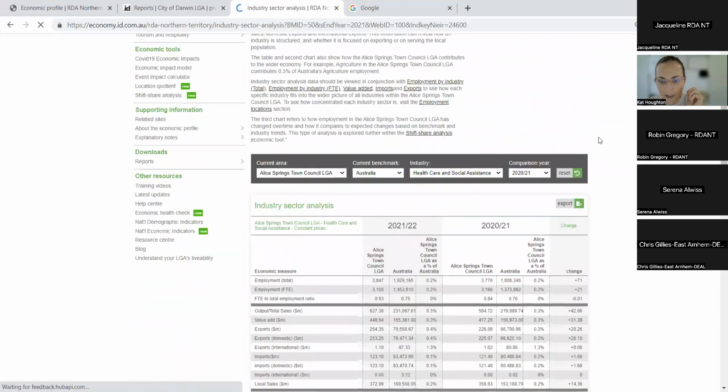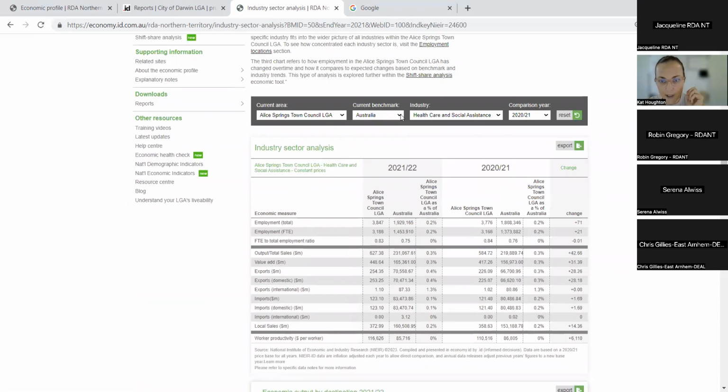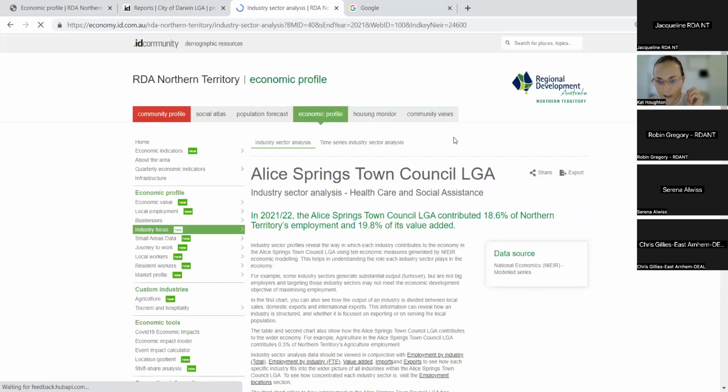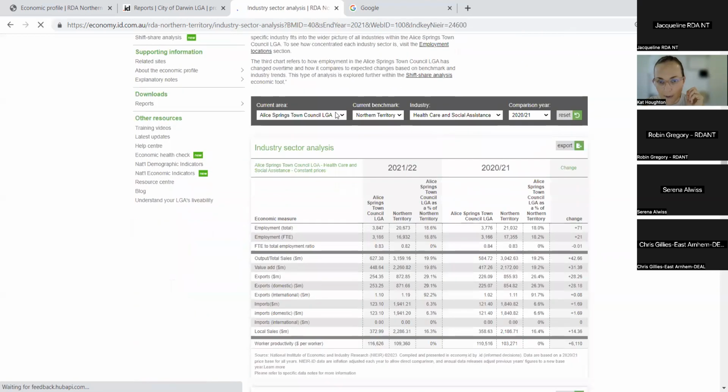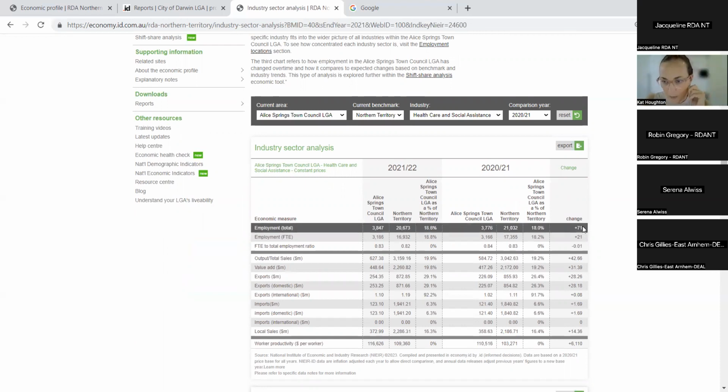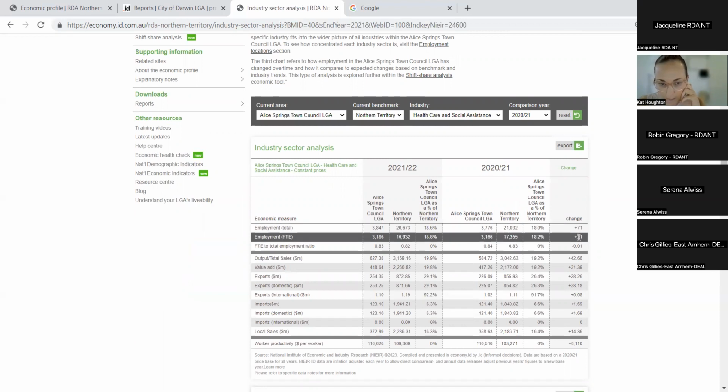I can come on here and I've selected Alice Springs. I'll change my benchmark to the Northern Territory. If I come down here, I'm comparing Alice to the Northern Territory. I'm looking specifically at healthcare and social assistance. My comparison year is 2020, 2021, so I'm just looking over the last year. And here I'm seeing my employment has grown by 71. My full-time employment has grown by 21.